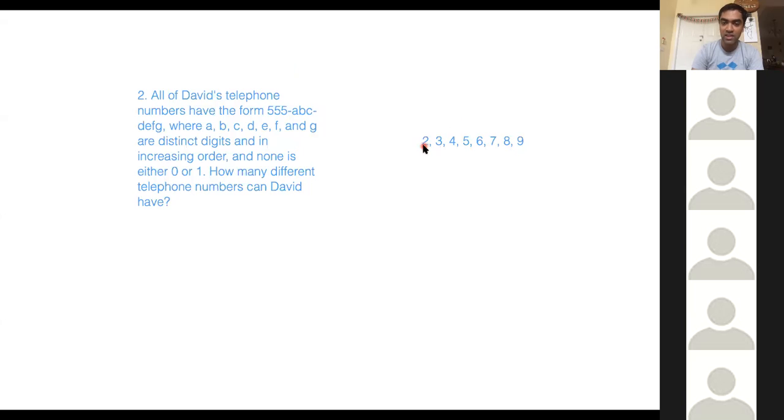And choosing 7 digits from these 8, one way of doing this is 8 choose 7. Another way is there's 8 digits and we only want 7 of them, right? So this is equivalent to removing 1 digit. So removing 1 digit, there's 8 choices for the digit to remove. So there's 8 different telephone numbers that David can have, corresponding to removing either 2, 3, 4, up to 9. We can remove any of these.